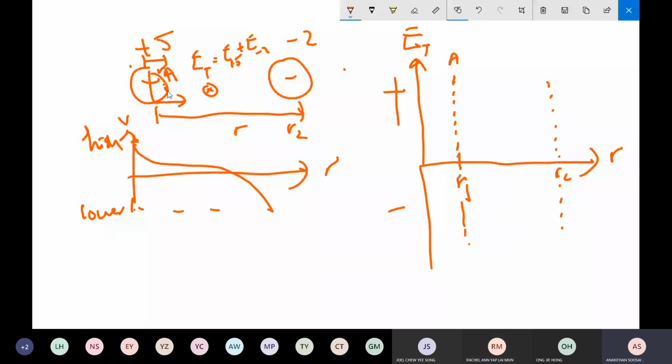Because E total at one particular point is the total electric field strength caused by the positive and negative. What is the electric field strength formula? Anyone? KQ over R squared, right? So KQ over R squared of the first one plus KQ over R squared of the second one, add up, you will finally get positive or negative for A. Positive 5 bigger or negative 2 bigger? Positive 5 is bigger, right? So at the beginning, the electric field strength will be positive. Positive means we assume the direction is to the right.